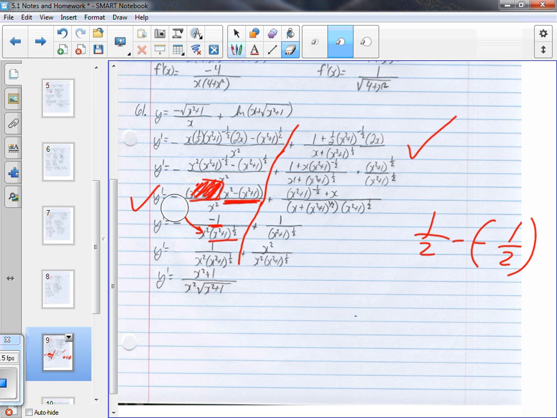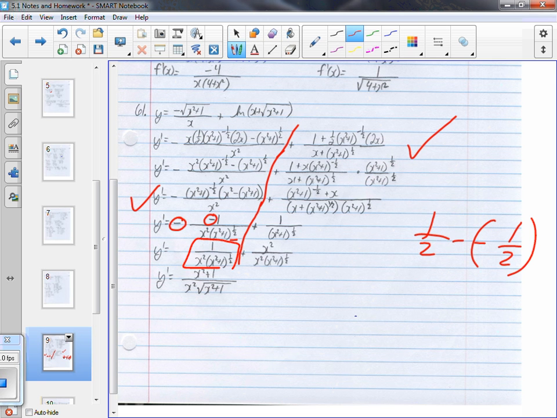All right, now, I've got a negative in front of my whole expression. What's negative 1 times negative 1? And that's what I get when I simplify the fraction in front of the plus sign.